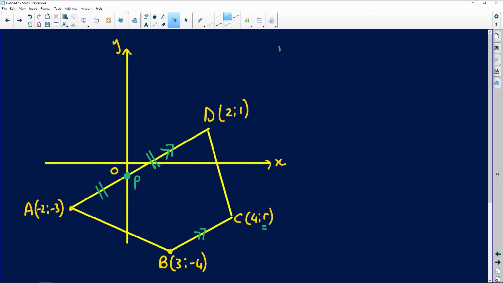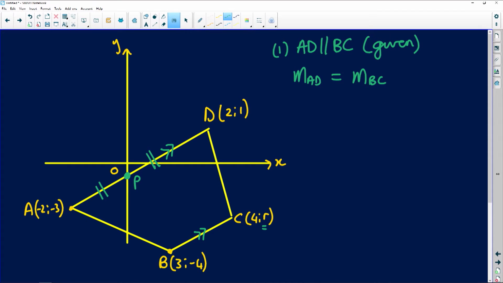They've given us the first part of the question. They said AD is parallel to BC. That was given to you. Okay, so the gradient of AD is equal to the gradient of BC, and the quickest way to do the gradient is to do it in your head. AD first. The y value of D minus the y value of A over the x value of D minus the x value of A. Don't swap the two around. So 1 minus -3 is 1 plus 3, which gives 4 over there. 2 minus -2 is 2 plus 2, which gives 4 over here.